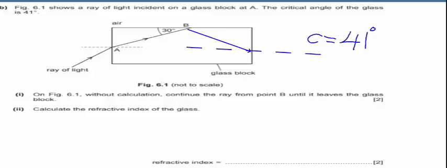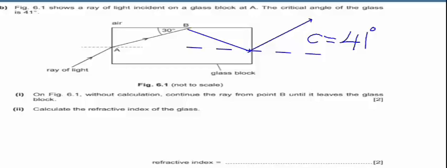Now whenever the ray is coming from a denser medium, which is the glass block, going to the less dense medium, it bends away from the normal. So here we need to make sure that the ray bends away from the normal. So what are we going to do here? We need to indicate that it is bending away from the normal, like this. So that is how we are going to draw this one here.